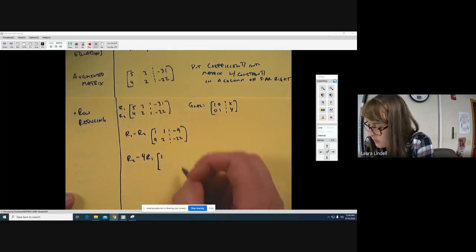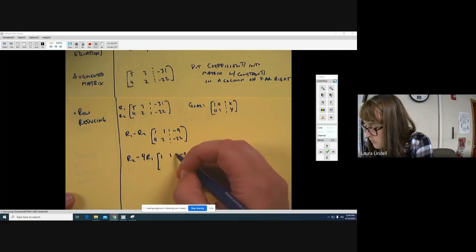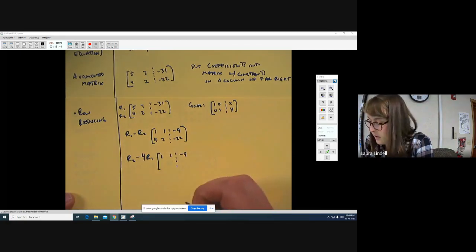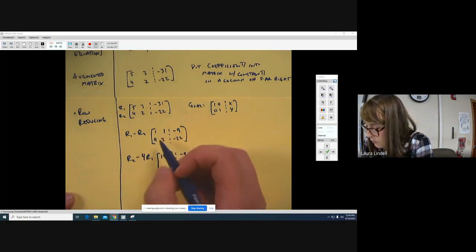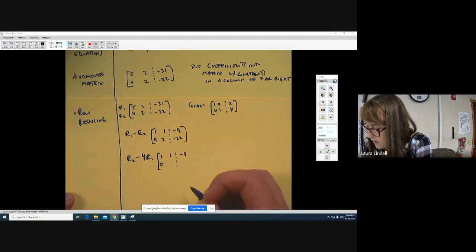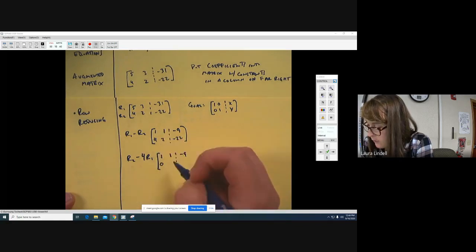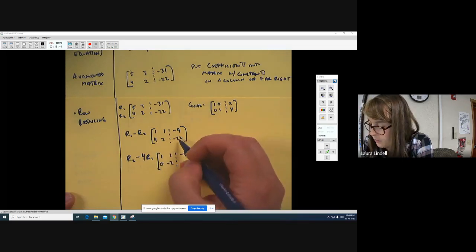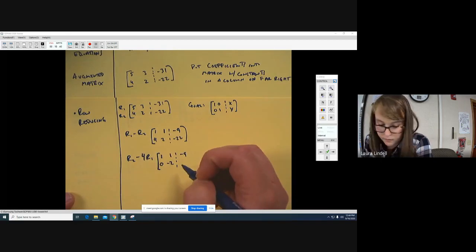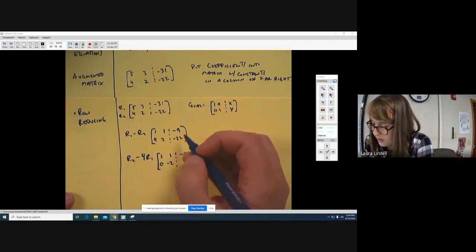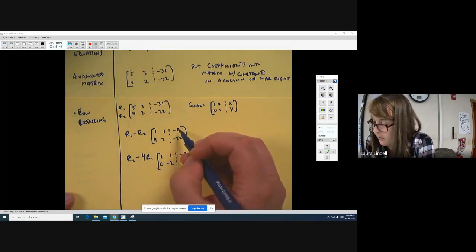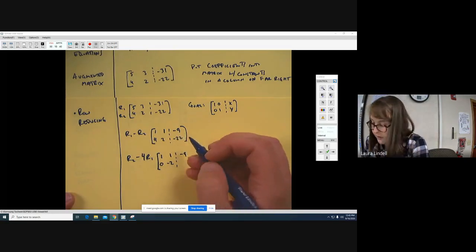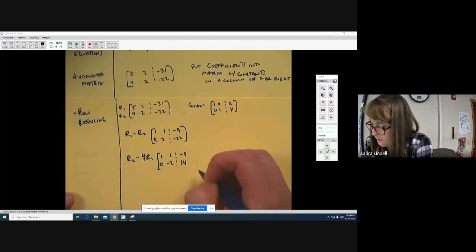So we have 1, 1, -9. That top row stays the same. I'm not touching it. But this one, I have to go, okay, row 2 is 4 minus 4 times 1, which is 0. 2 minus 4 times 1, which is -2. -22 minus 4 times -9, which gives me, let's see, 4 times -9 would be -36. Minus a negative, that would give me +14.